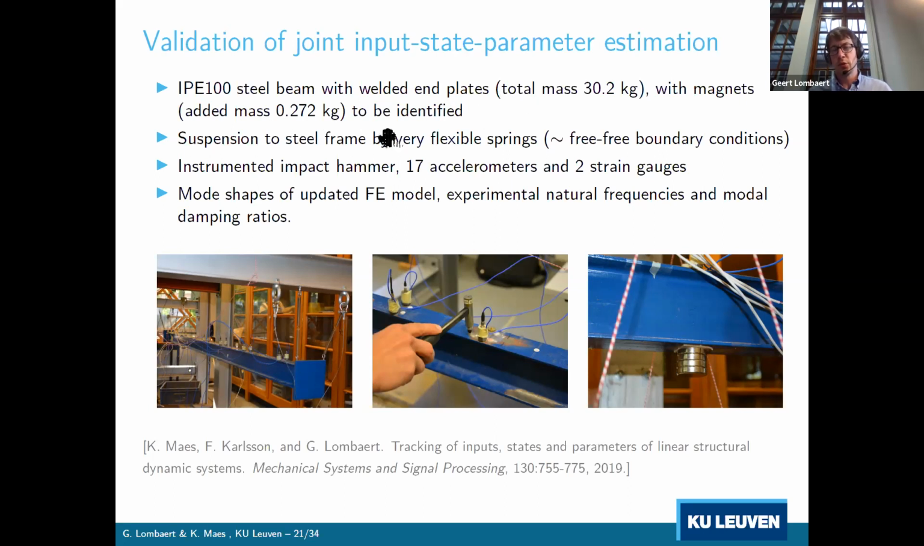Our intention was to use the parameter estimation to estimate the mass which was attached to the beam. So we assume the location of the mass to be known, and we try to estimate its magnitude. We've used an instrumented impact hammer and also a number of accelerometers and strain gauges distributed over the structure. Again, the model is a combination of things based on an updated, or calibrated, finite element model and experimental model quantities.